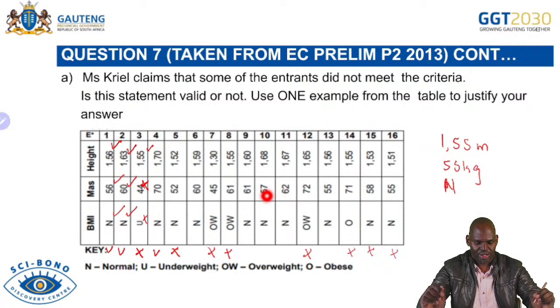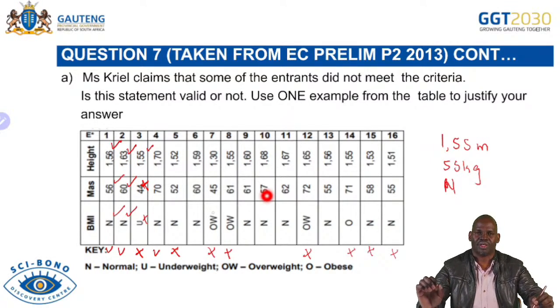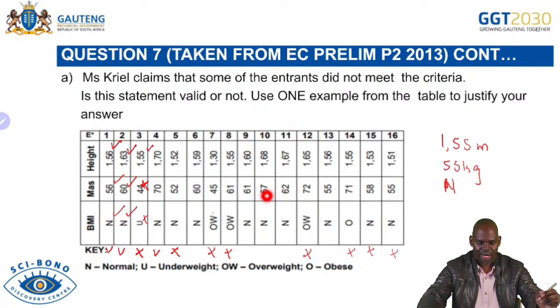So for this statement, use one example. You can say entrant number 3 because of the mass and the BMI status. Or you can say entrant number 7 because of the BMI status. Okay. Entrant number 7 because of the BMI status, and also, actually, all of them don't meet the height, the weight, and also the BMI status. Okay. But you have to make sure that whichever entrant you choose, you give full information. Right.